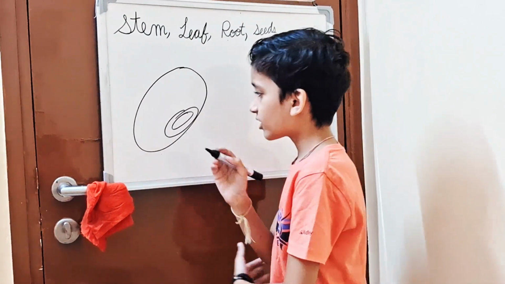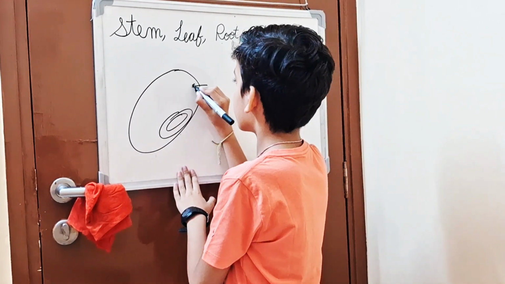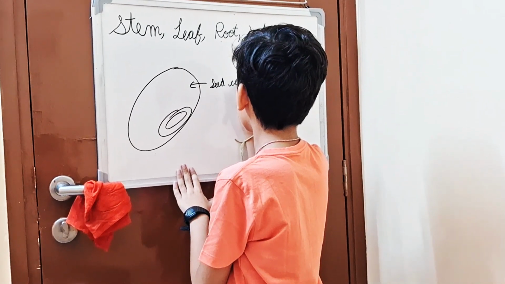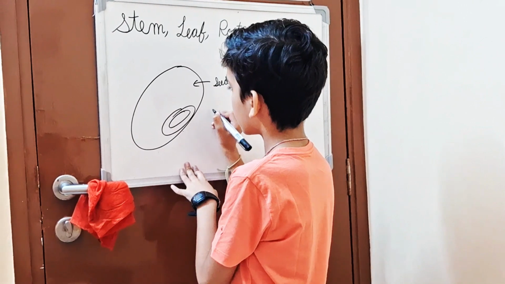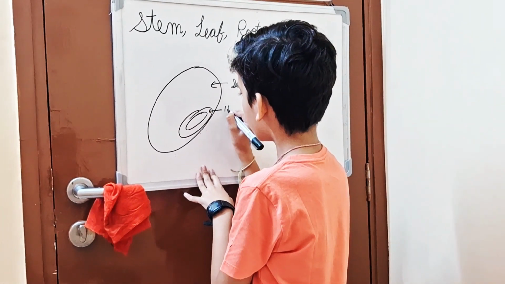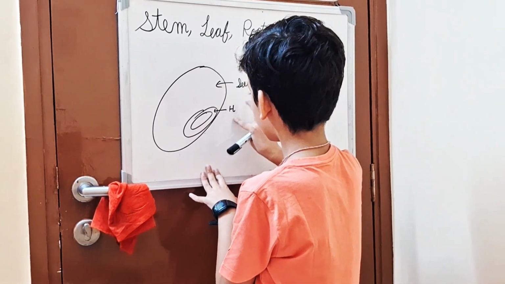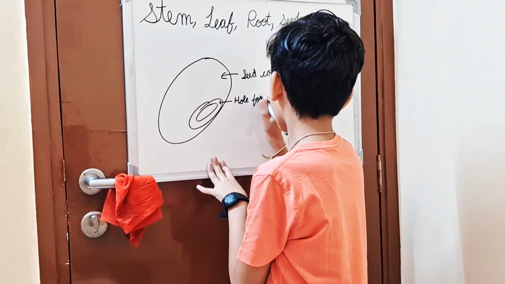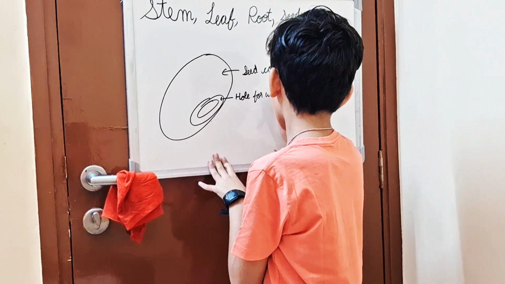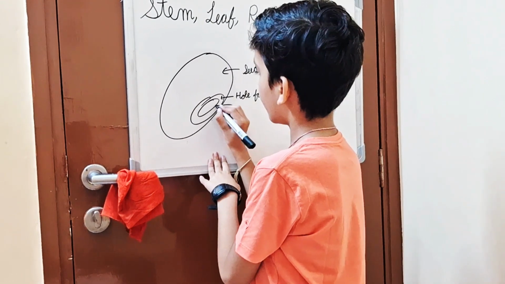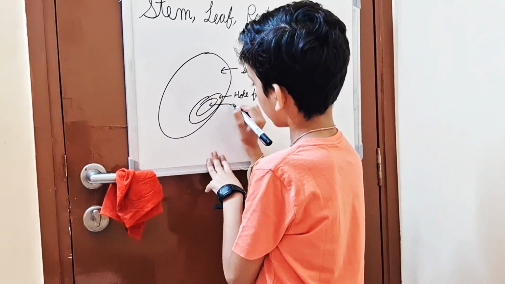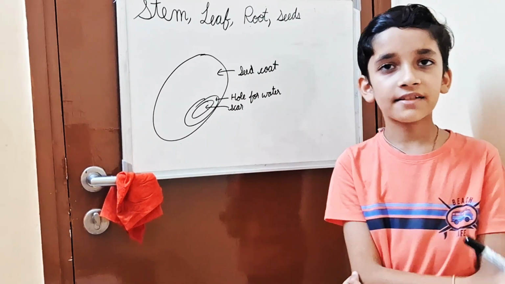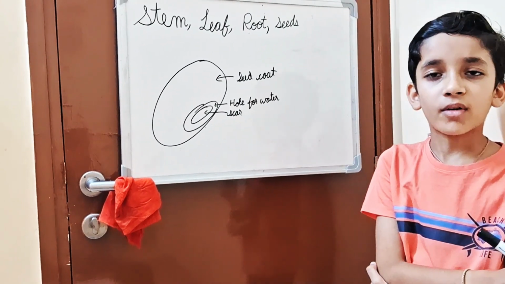These are the outer layers of the seed. This is the seed coat. This is the hole for water. And this is the scar. The scar connects the seed to the fruit.